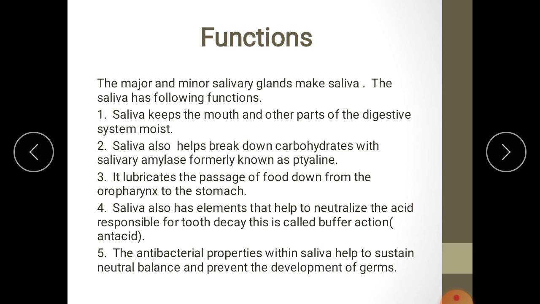Next, the antibacterial properties within saliva help to sustain neutral balance and prevent the development of germs. So antibacterial property is also present in the saliva. See, lysozyme is there. Lysozyme kills bacteria. So germs are killed by saliva. So these are the few functions of saliva or salivary glands.